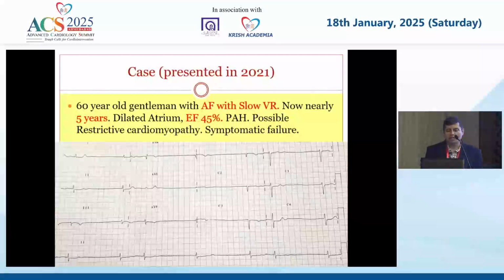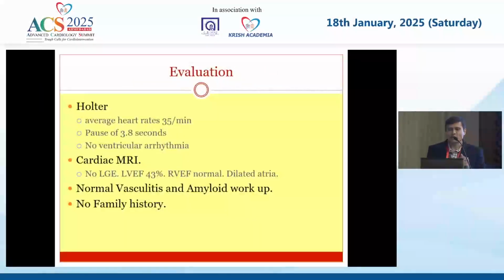This is a patient who presented with symptomatic bradycardia since last 5 years but not wanting to get treated. Ejection fraction was 45%. There was pulmonary artery hypertension, restrictive cardiomyopathy possibly, and the patient had symptomatic failure. So what do you do with this patient? You will say, put in a pacemaker, right? Simple, straightforward. So, doing a Holter, get some idea of the average heart rates. Doing a cardiac MRI possibly would tell you the cause. However, the patient has symptoms because of bradycardia, so you want to do a pacemaker.